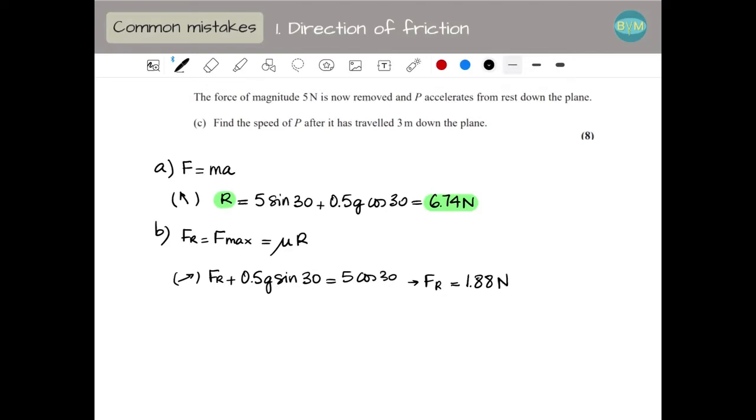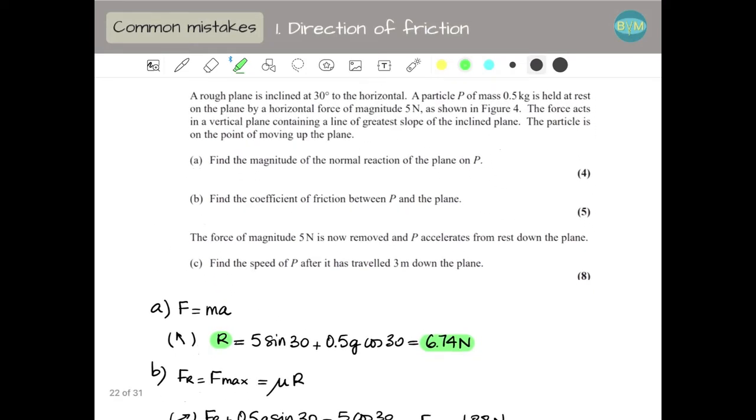So I'm going to go with this normal reaction here and this friction here, and I'm going to find mu. The coefficient of friction will be the maximum friction divided by R, so 1.88 divided by 6.74. This is going to be 0.28, and this is my coefficient of friction.